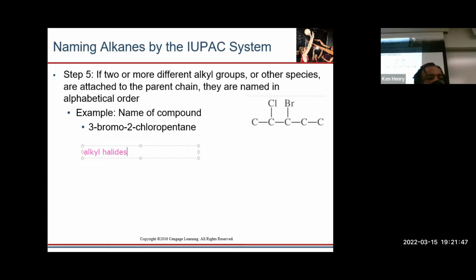Now, when we talk about priority, halides are at the bottom of the totem pole. We have alkanes that are above it, and we have alkenes and alkynes that are almost at the same level. Since halides are at the bottom of the totem pole, they're always going to be in the front, because they don't have priority.